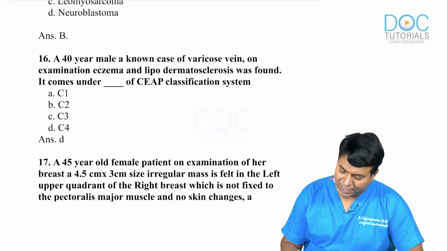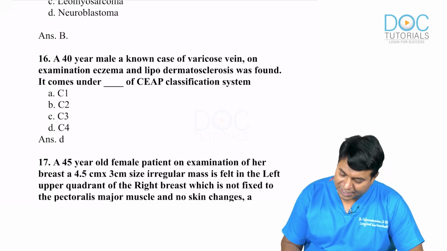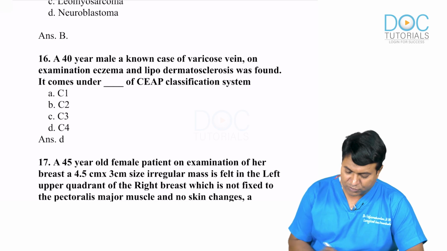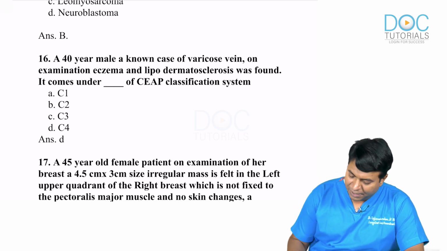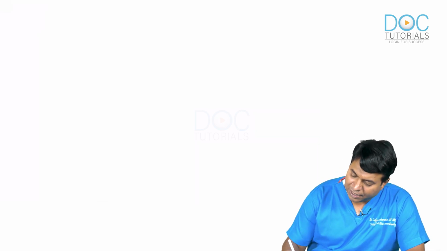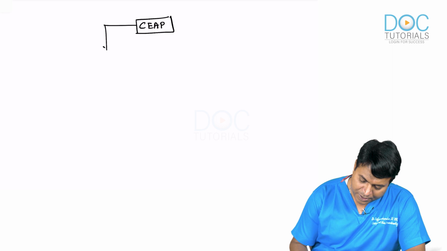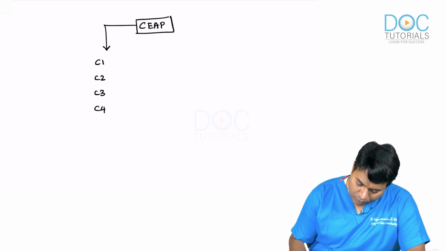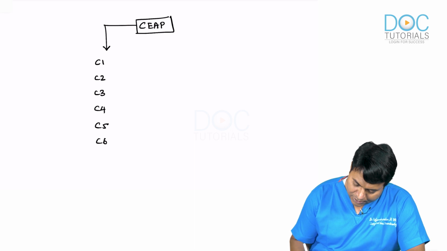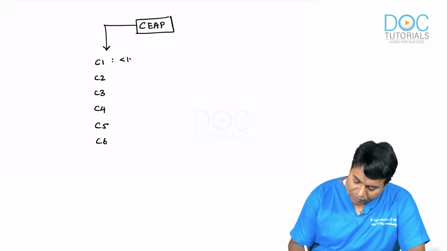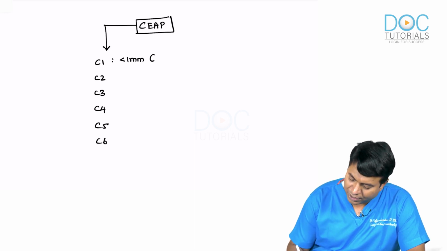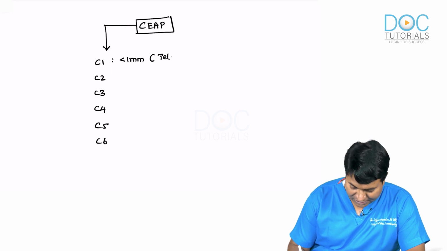A 40-year-old male, a known case of varicose veins, on examination was found to have eczema and lipodermatosclerosis. It comes under CEAP, the clinical, etiological, anatomical, pathological classification of varicose veins. C1, C2, C3, C4, C5, C6. In C1, the diameter of the vein is less than 1 millimeter. It is known as telangiectasia.